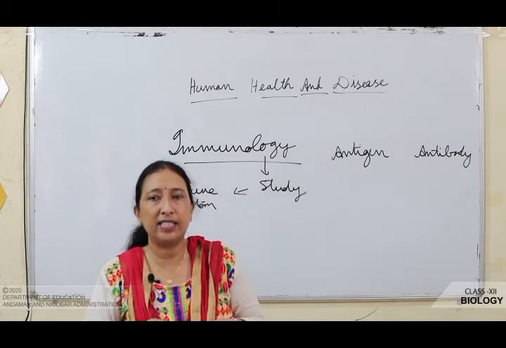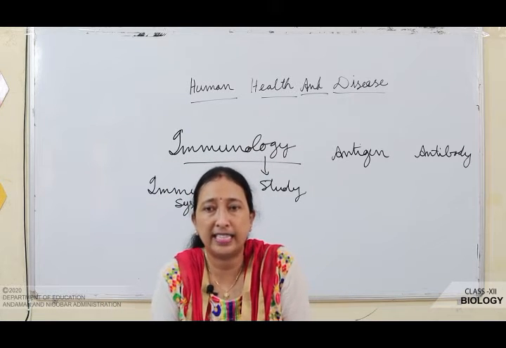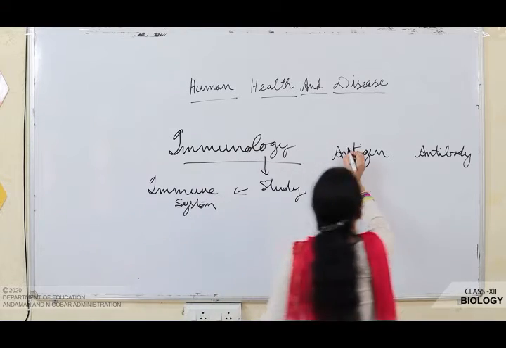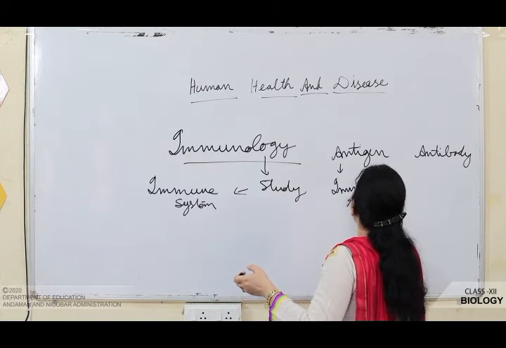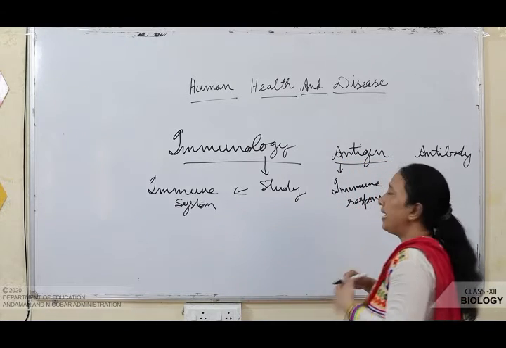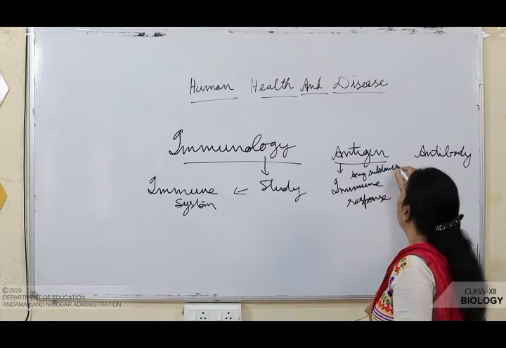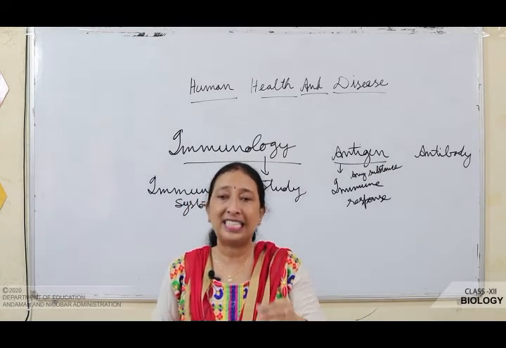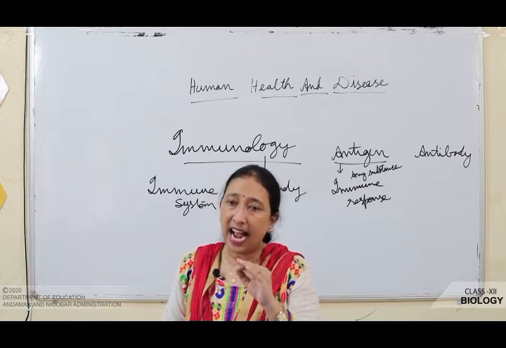Antigen can be described as any foreign substance capable of eliciting an immune response, meaning any substance which is capable of inciting, provoking an immune response. So that thing will be known as an antigen. It could be any substance; if that substance is capable of invoking an immune response, that is known as an antigen. So this is antigen.